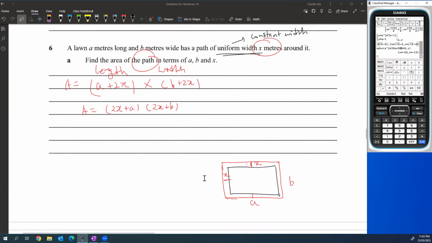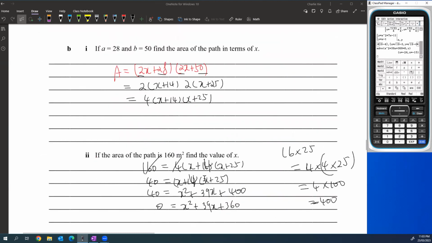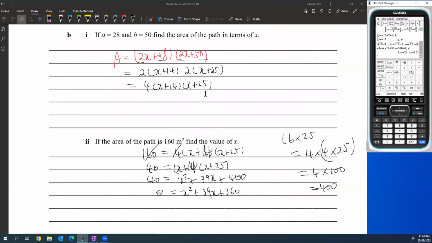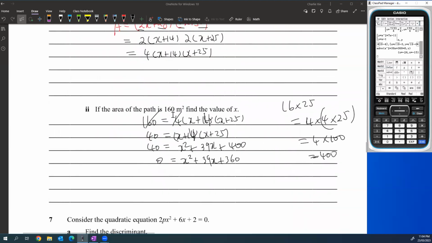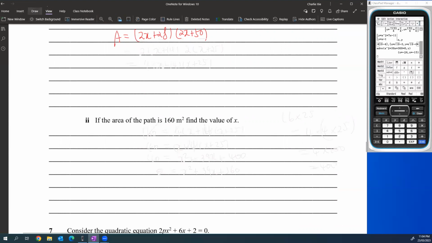2x plus a, 2x plus b. Area would be 2x plus 28, 2x plus 15. Take the 2 out. X plus 15, 14, 4x plus 14, x plus 25. Divide by 4. You have 40 here. X squared plus 14x plus 25x, that's 39x. Okay, the number at the back is not 400. It's not going to be 400.